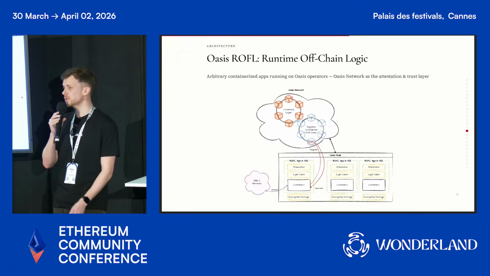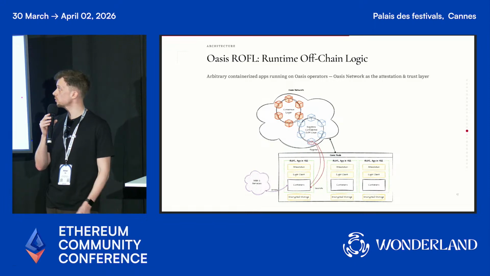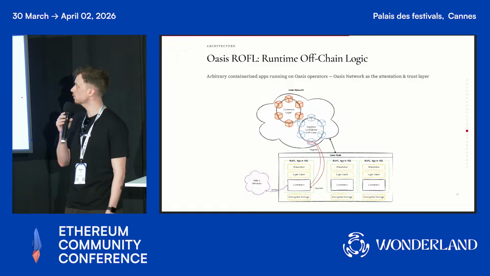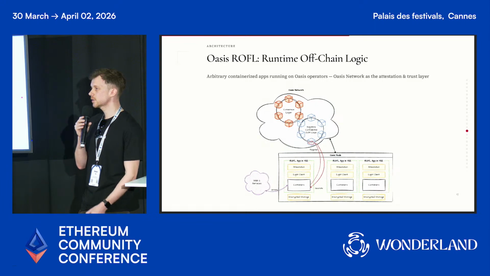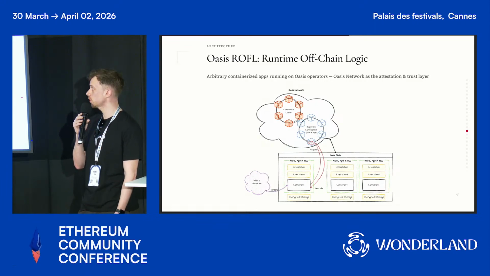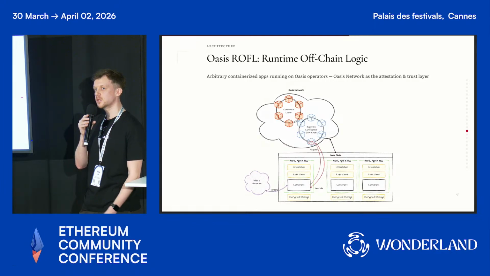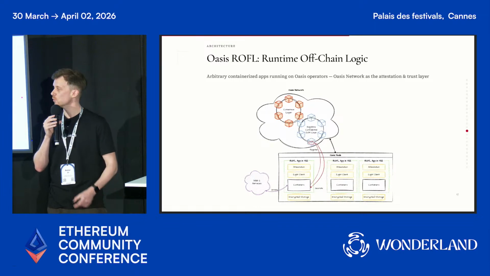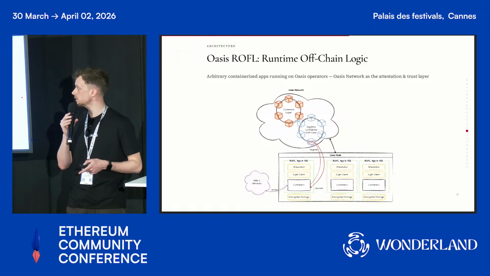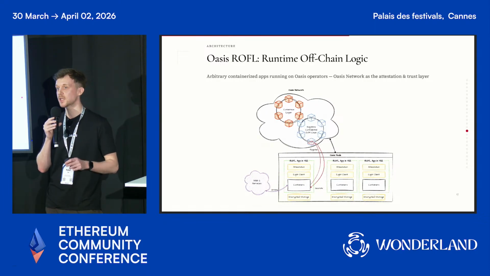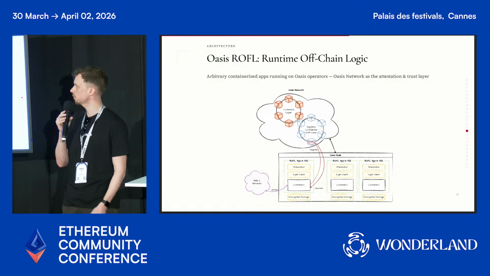So about 2 years ago, I think, we launched the Oasis ROFL, which stands for Runtime Off-Chain Logic. And this, in essence, allows arbitrary containerized applications to be run on the Oasis operators. And the Oasis network here is just used as the attestation and the trust layer. So this can be completely off-chain applications. It can interact with other chains. The Oasis network is here mostly used as a security mechanism.